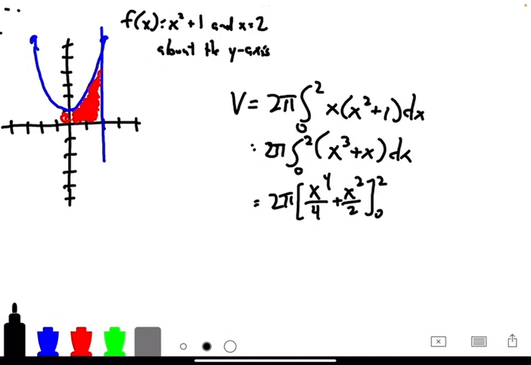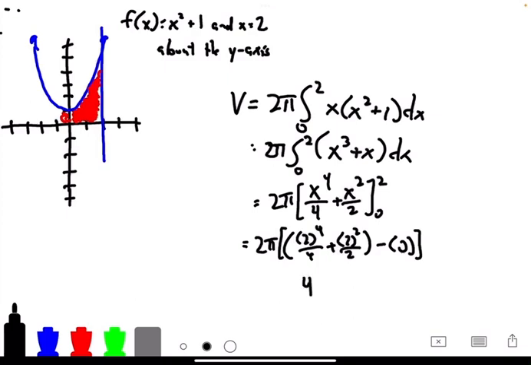Okay, so now let's go down and evaluate everything. This will be 2 to the 4th power over 4 plus 2 squared over 2 minus, now we know once we put 0 in for anything, it's just going to yield 0. So now 2 to the 4th over 4 is 16 divided by 4 gives us 4. 2 squared is 4 divided by 2 gives us 2.